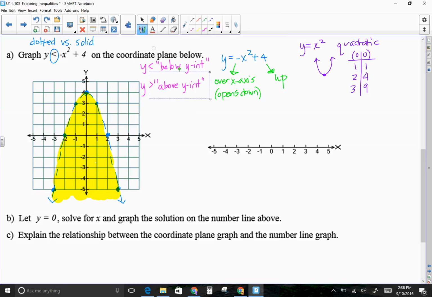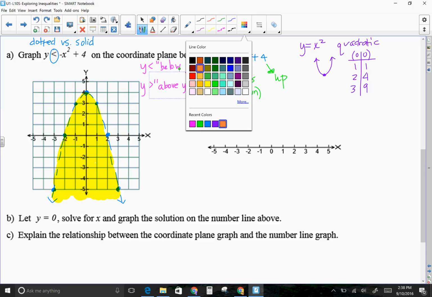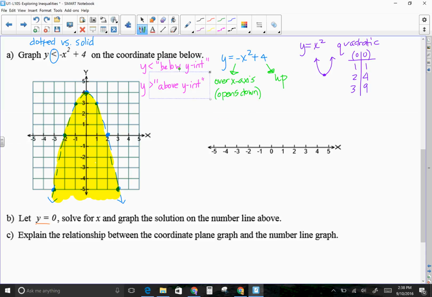Now, the next thing we're going to do is part B, which says let y equal 0 and solve for x. So if y is equal to 0, then it looks like 0 is less than negative x squared plus 4. Okay? And what you have to think of is this is my graph, basically that dotted parabola. And they want to know where is the graph greater than 0. Well, what kind of numbers are greater than 0?